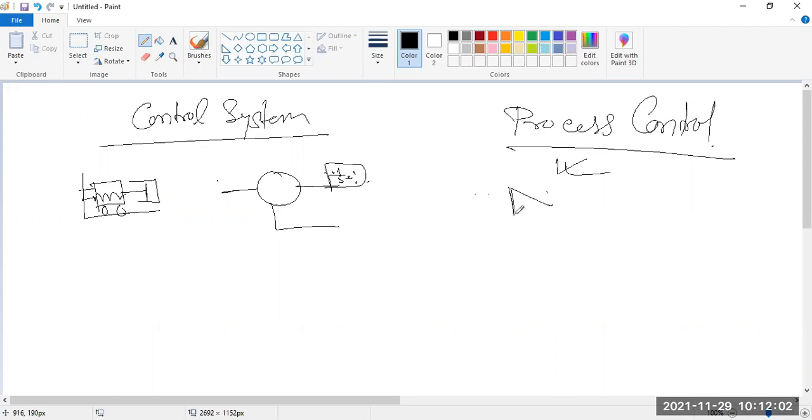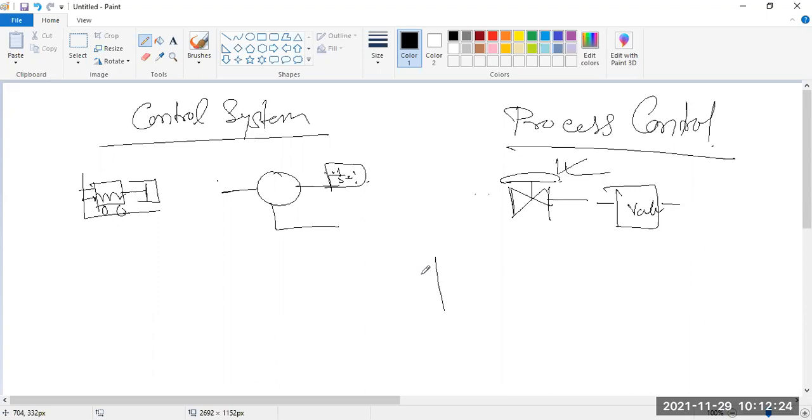Say this is a valve, or you may say this is a VLV valve. Or an actuator is there. So this is the basic difference of process control. So first we have to know what the control is, then we go for the process control.